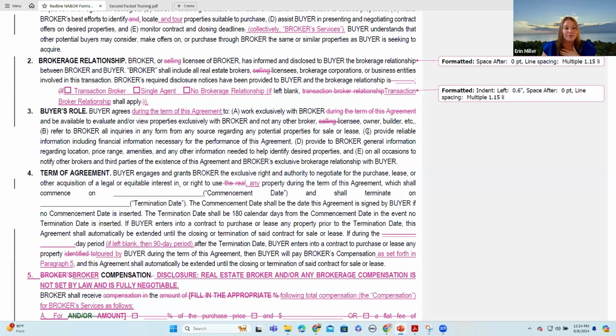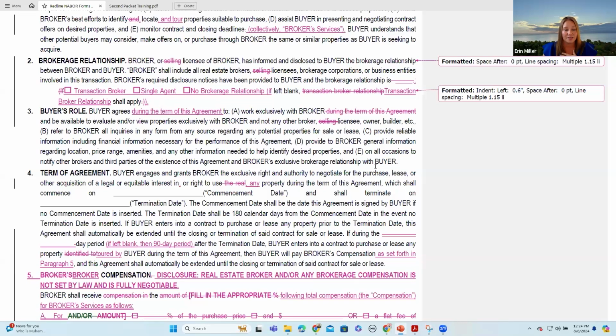The buyer is agreeing to provide reliable information regarding their financial ability to perform under the agreement. Buyers agree to provide the broker general information regarding location, price range, amenities, anything that would be helpful in the broker identifying properties for the buyer. And the buyer agrees that on all occasions, they're going to notify other brokers and other third parties of the existence of this agreement and the broker's exclusive relationship with the buyer.